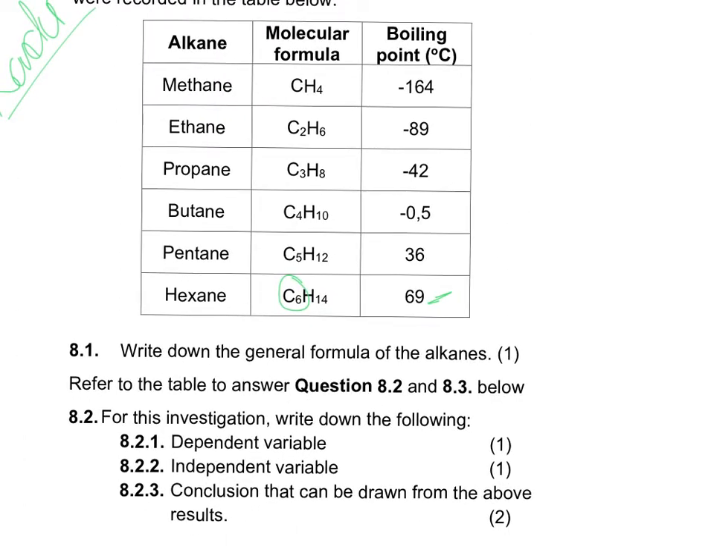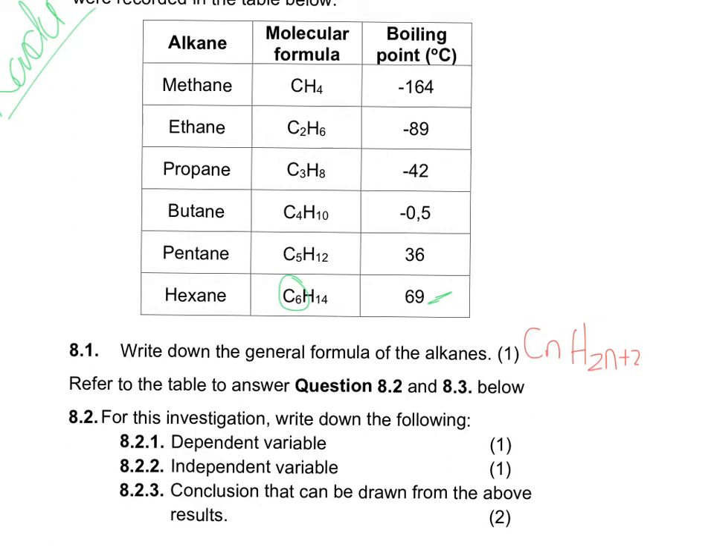Next question says, write down the general formula of the alkanes. This is straightforward theory. Nothing difficult about this. You should know it in your sleep by now. CnH2n plus 2. Then they say, refer to the table to answer question 8.2 and 8.3 below.